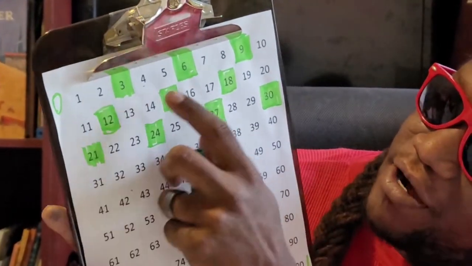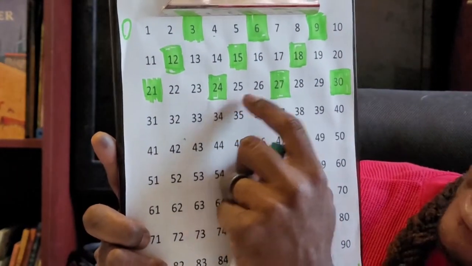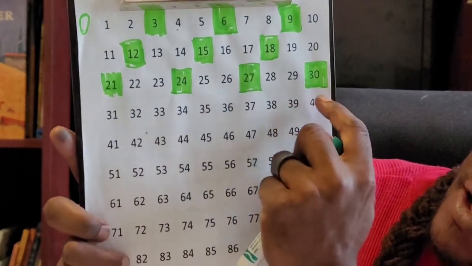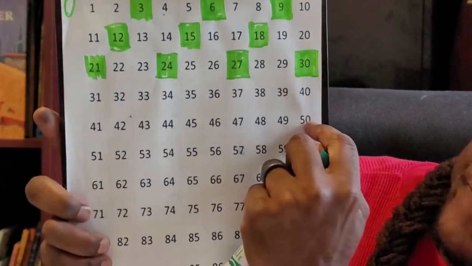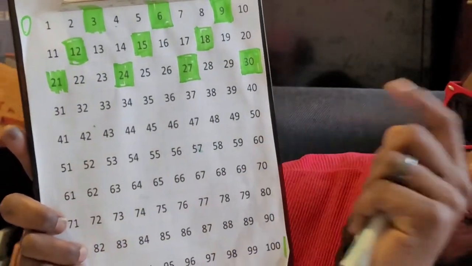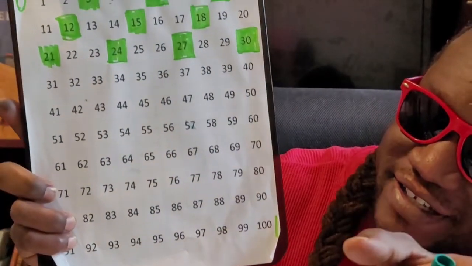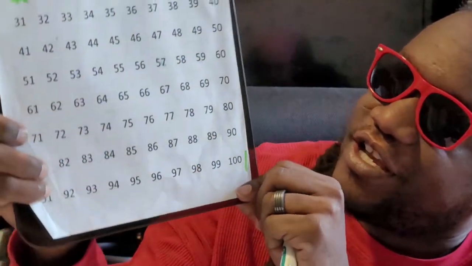The same way. Here we go. 0, 5, 10, 15, 20, 25, 30, 35, 40, 45, 50, 55, 60, 65, 70, 75, 80, 85, 90, 95, 100. Now I'm going to count from 0 to 100 by 10s.